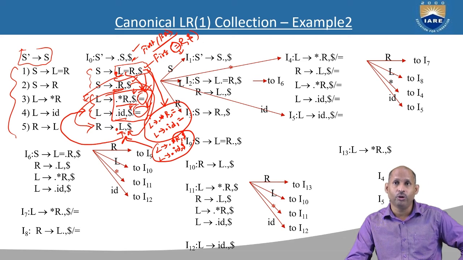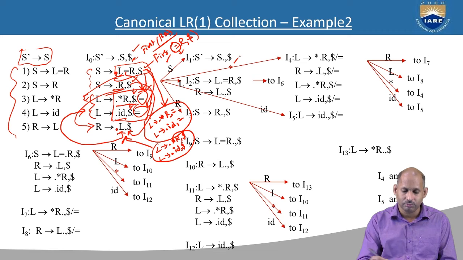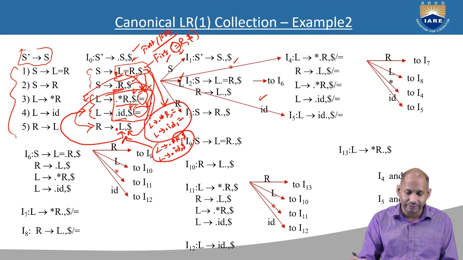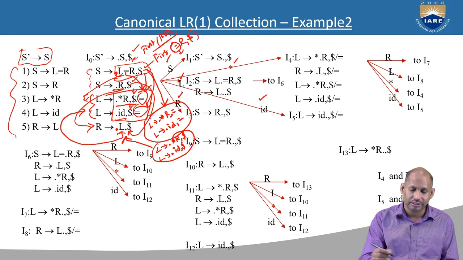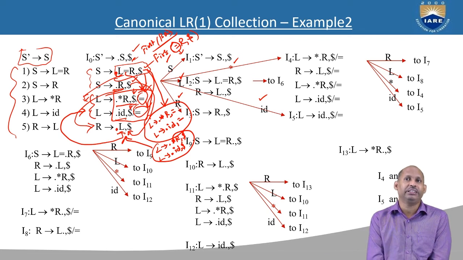So there are no more new productions to be added, so the closure group is completed. Then it will have the goto operations. What are the goto operations? On S, on multiplication, on L, then on ID, then on capital R. So there will be 5 goto operations from the I0 group, right?